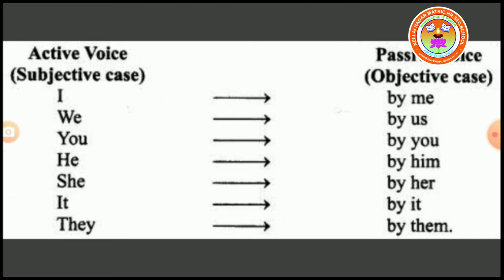For example, the pronouns in active voice can be changed into passive voice. For example, I becomes by me, we becomes by us, you becomes by you, he becomes by him, she becomes by her, it becomes by it, they becomes by them.